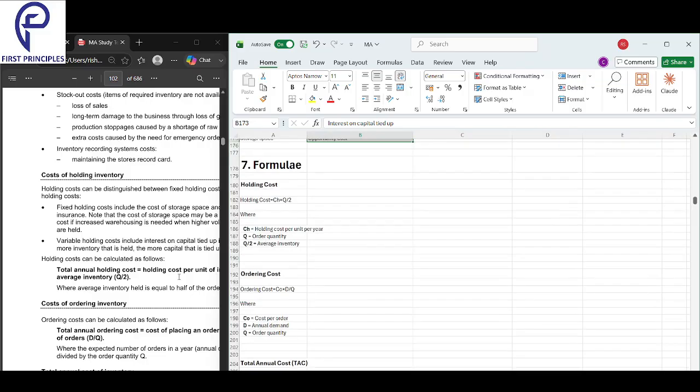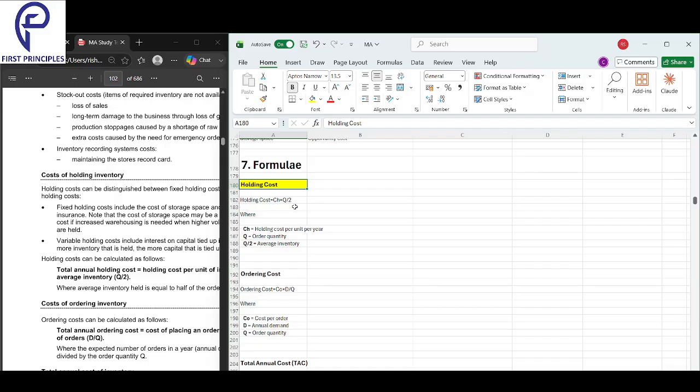Now we look into the formula of each. Holding cost. Holding cost we take as holding cost per unit, that is CH, into quantity by 2. Now why do we do quantity by 2? Because if you have inventory, you're not going to hold all the inventory all the time. Because some you'll send to the factory, some will come back from the factory.